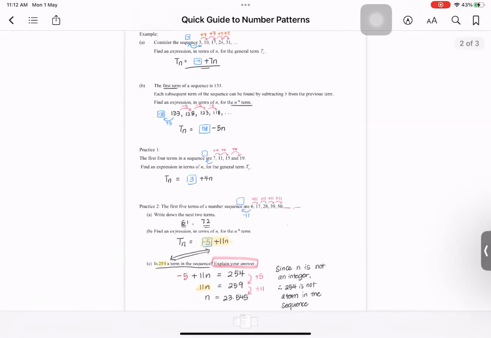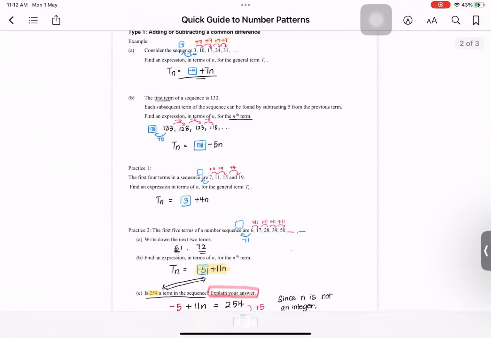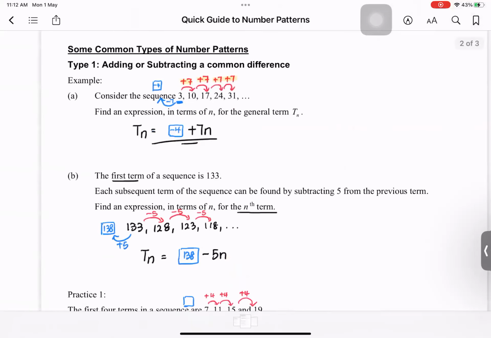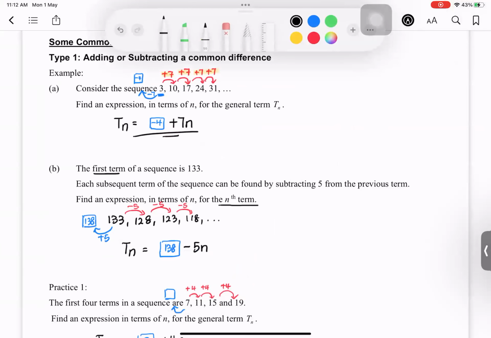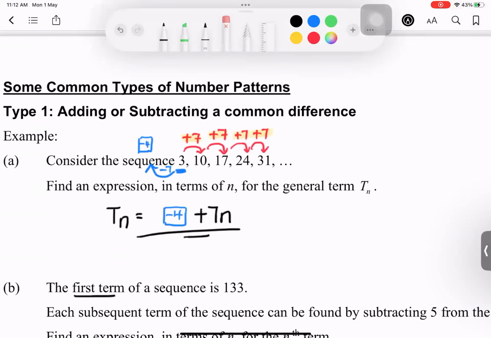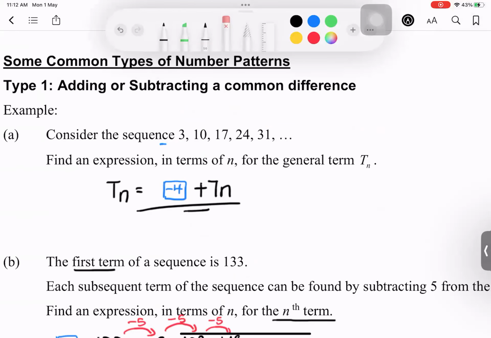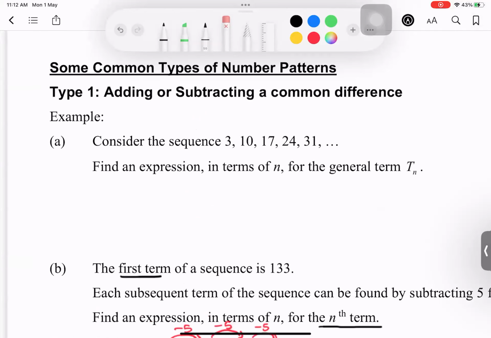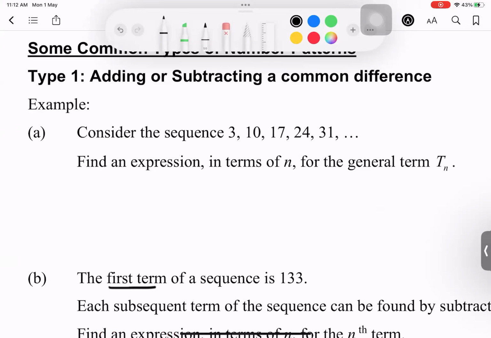Next pattern, next page. Now, those are for when they give you the formula. What happens if they never give you the formula? Then they ask you to find a certain pattern, or they ask you to find the formula or the nth term. So I'm giving you some of the basic common types. First type, when you add or subtract a common difference.